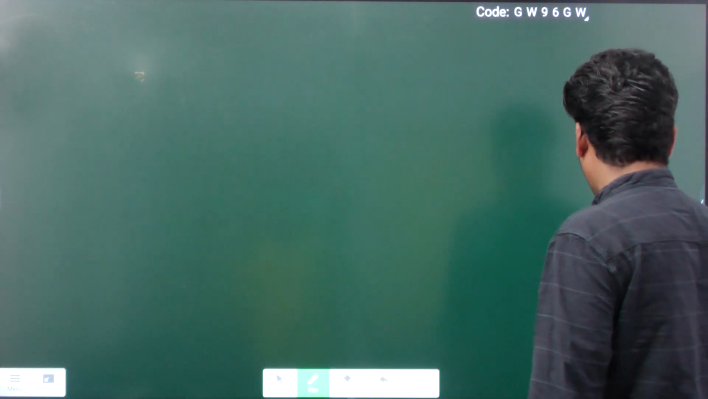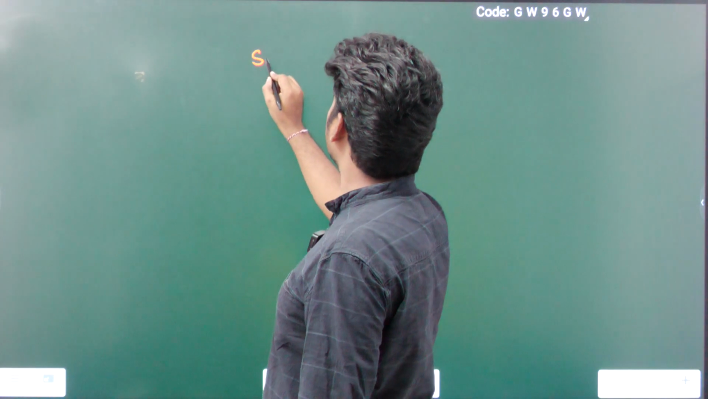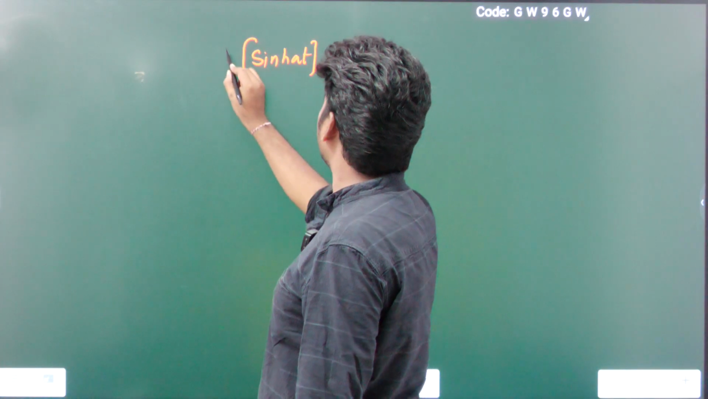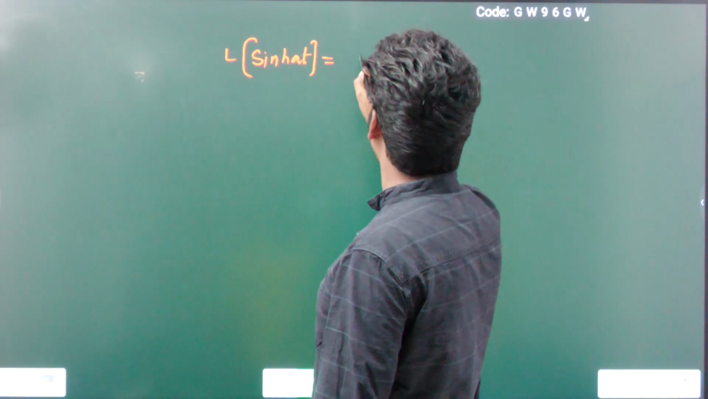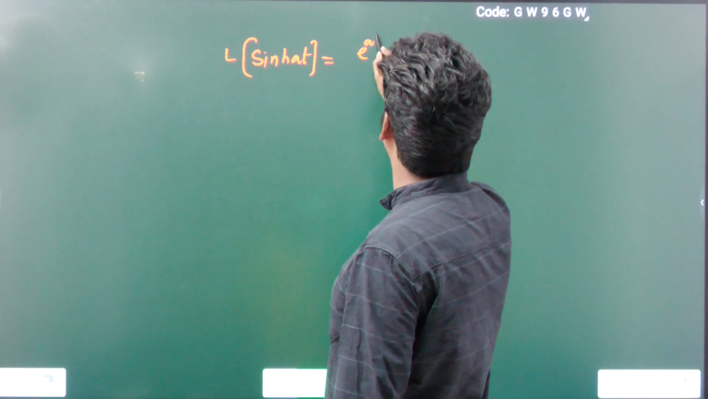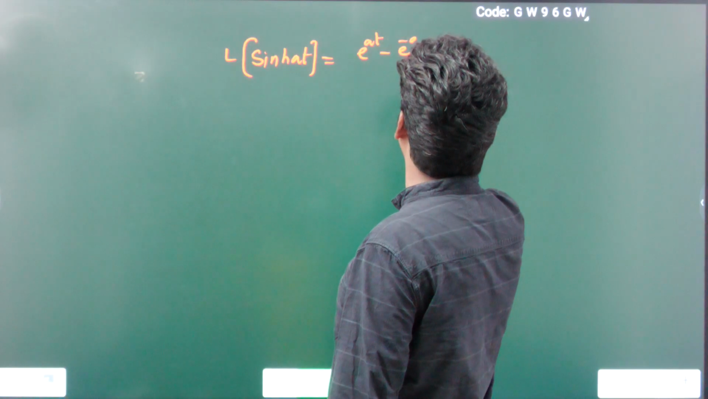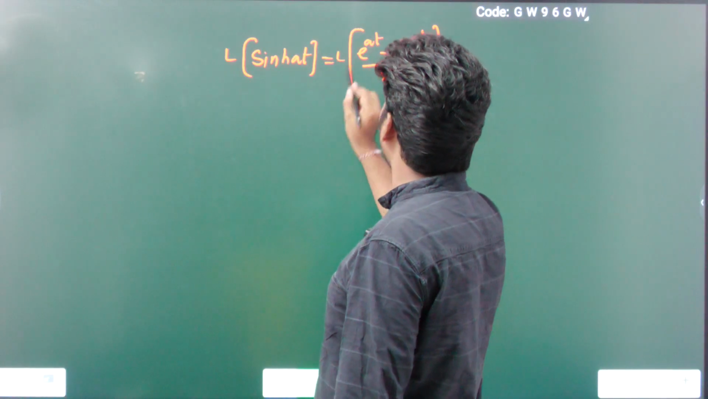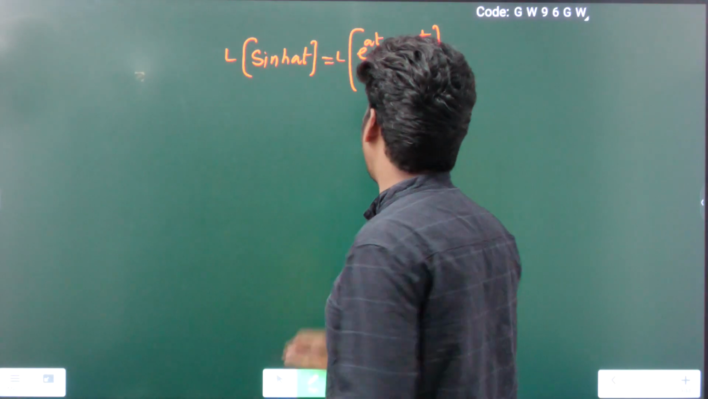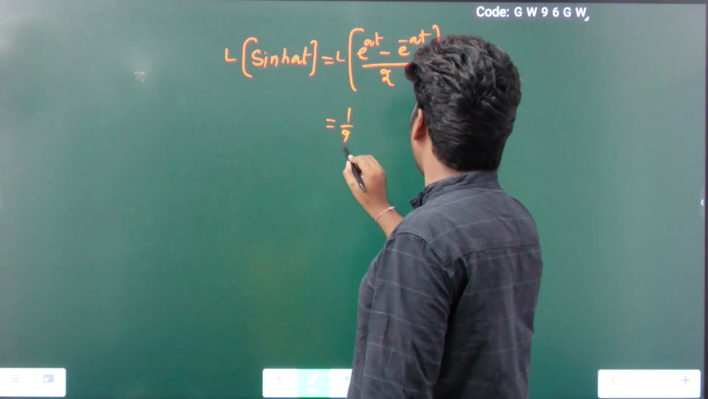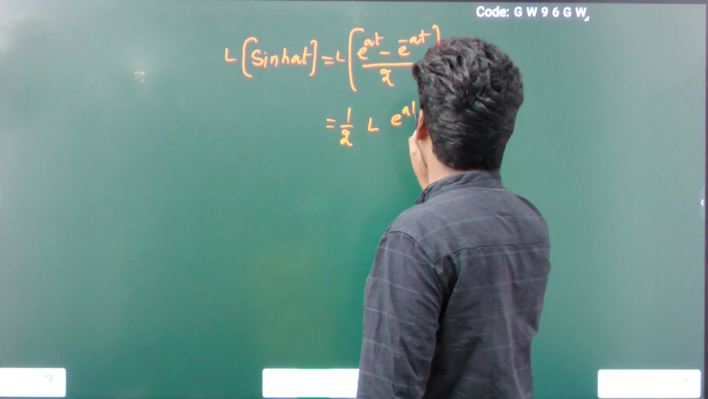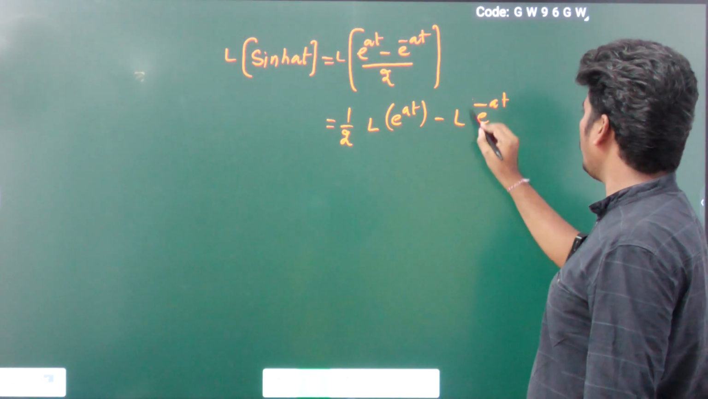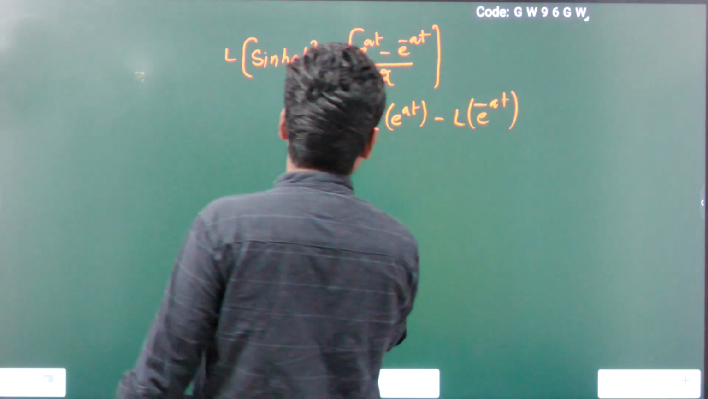One more thing I can write here: sin h at. What is the Laplace transformation of this function? Sin h at can be represented as e power at minus e power minus at, divided by 2. So 1 by 2 is a constant, and we take the Laplace transformation of e power at, minus the Laplace transformation of e power minus at.